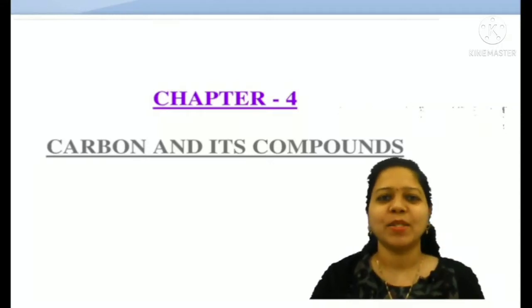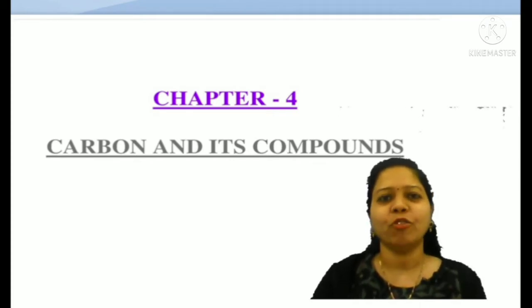Hi, in this class we are going to see the fourth chapter of the 10th standard, that is carbon and its compounds. Before we understand this, we need to know what carbon is. Carbon is an example of an element.